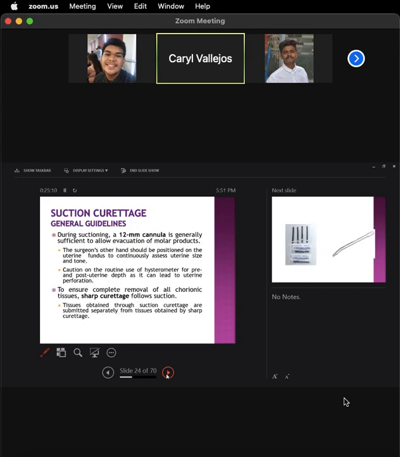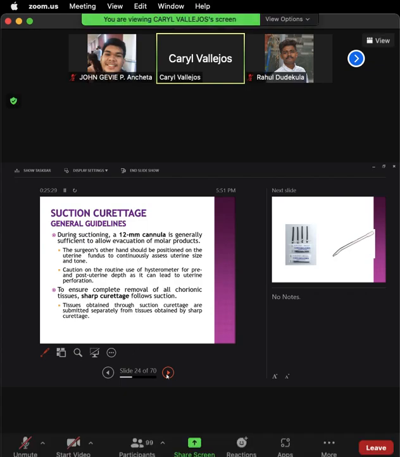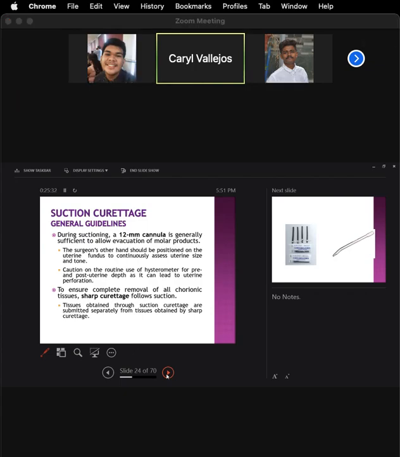During suctioning, a 12mm cannula is generally sufficient to allow evacuation of your molar products. The surgeon's other hand should be positioned on the uterine fundus to continuously assess the uterine size and the tone. Caution in the routine use of hysterometer for pre- and post-uterine depth, as it can lead to uterine perforation. To ensure complete removal of your chorionic tissues, sharp curettage follows suction curettage. Tissues obtained through suction curettage are submitted separately from the tissues obtained by your sharp curettage.